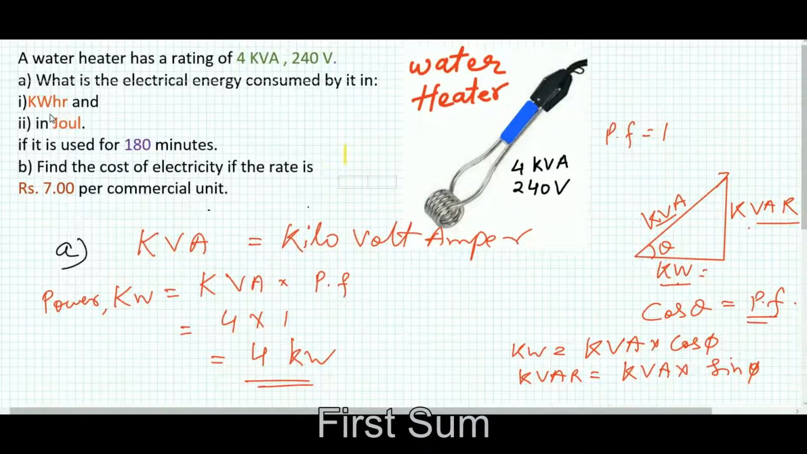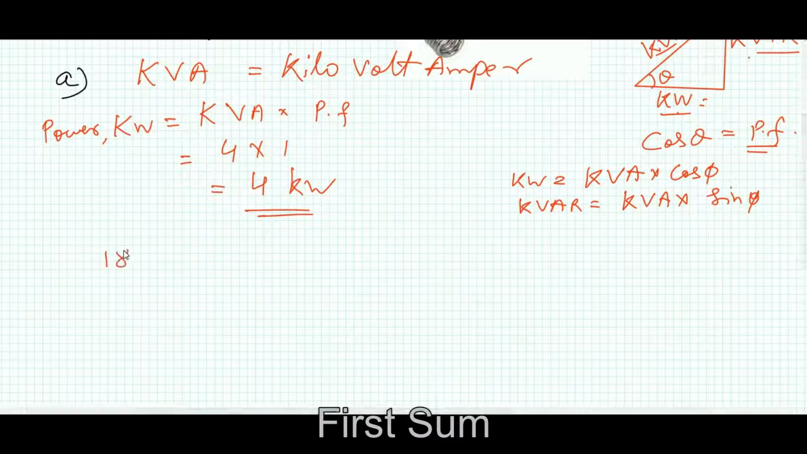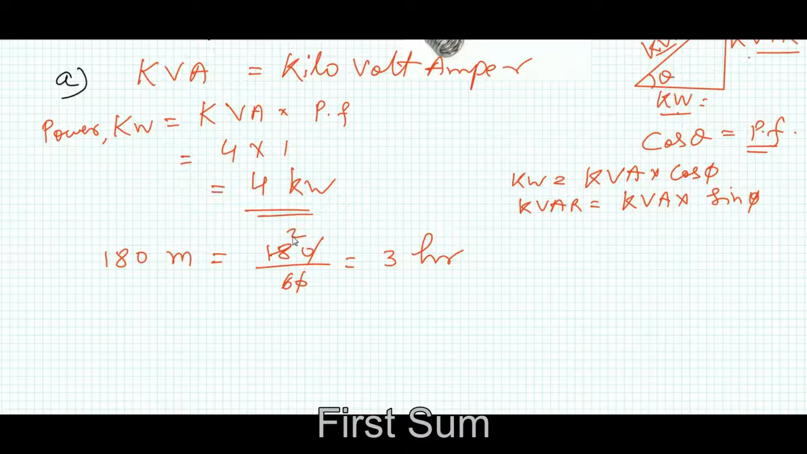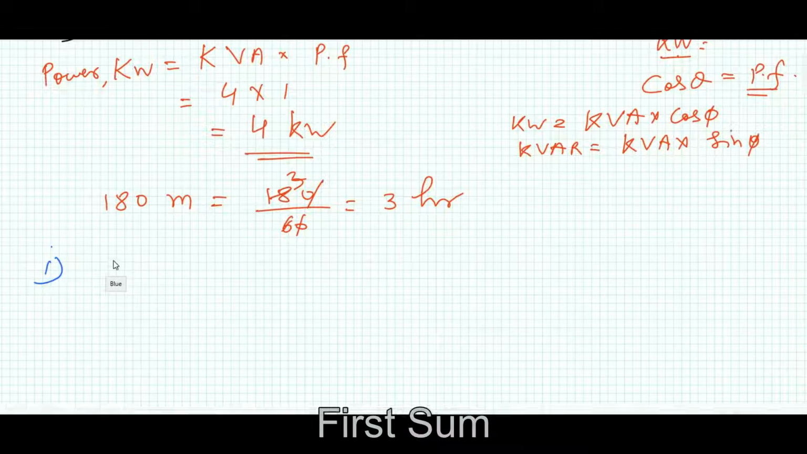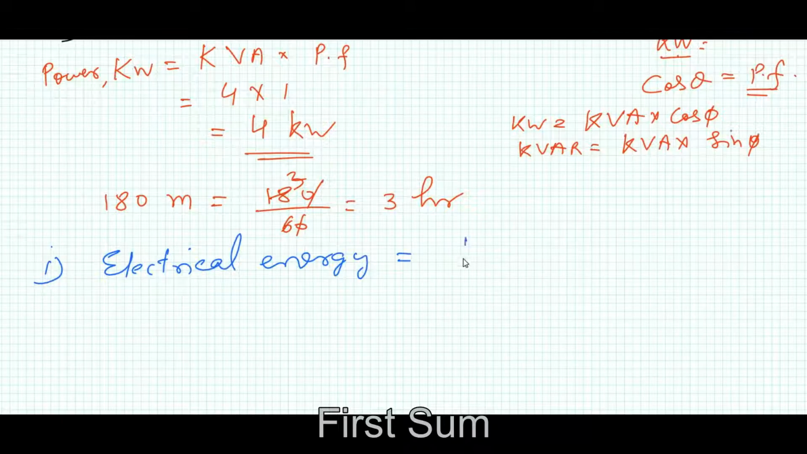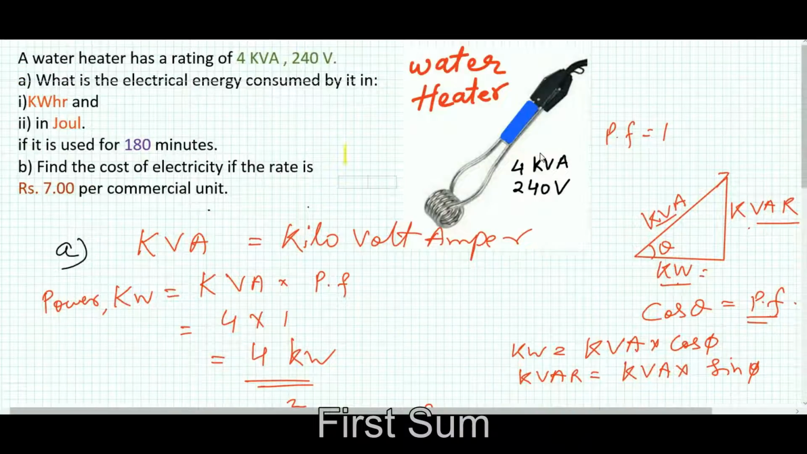Now I can calculate the electrical energy in kilowatt hour. How? 180 minutes equals 180 divided by 60, that is 3 hours. Therefore electrical energy equals power into time. Power is 4 kilowatt and time is 3 hours, so it is 12 kilowatt hour. This is the electrical energy consumed by this water heater.